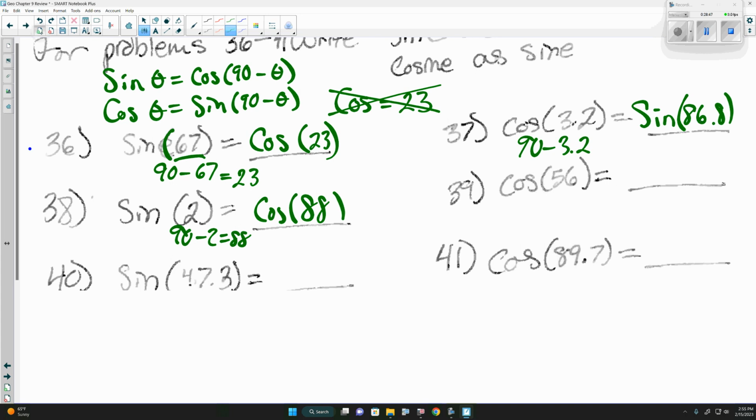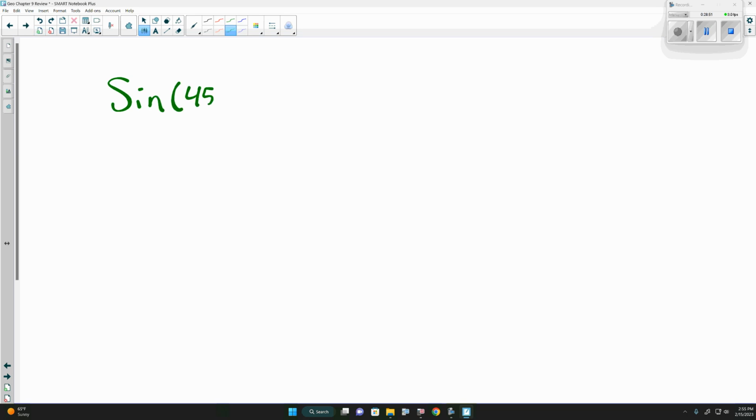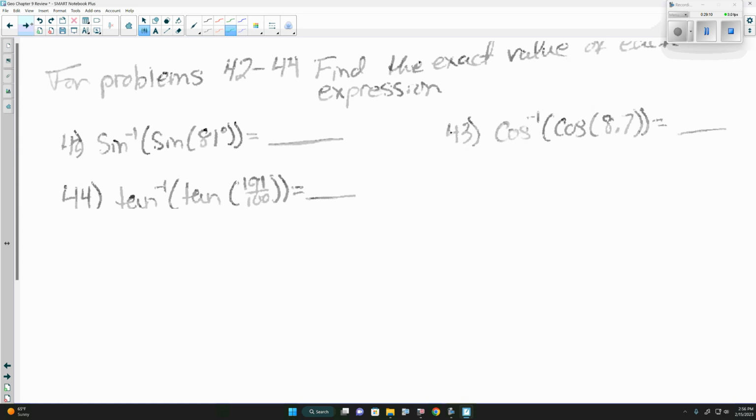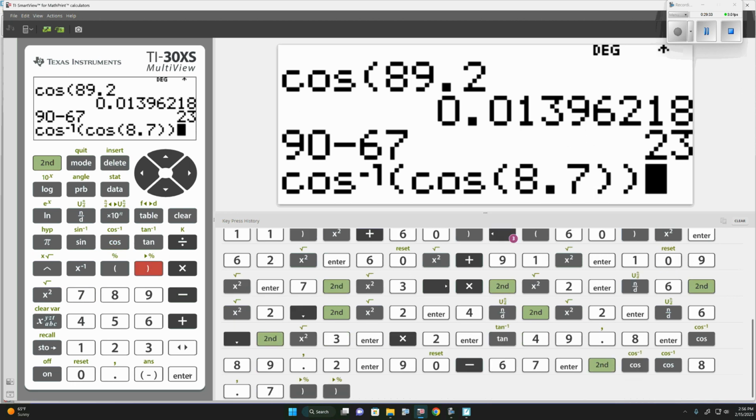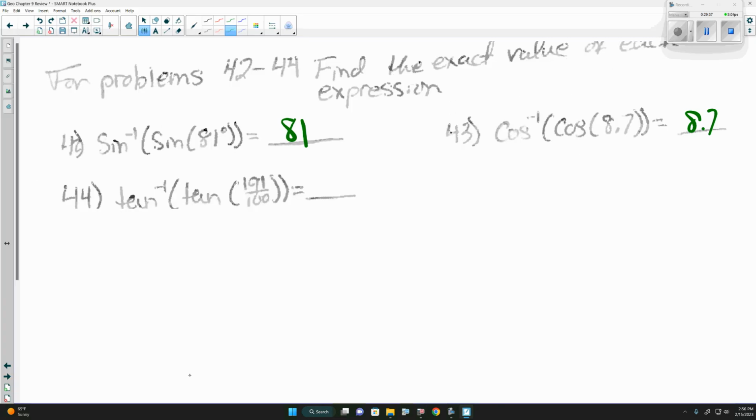Incidentally, what would sine of 45 be as cosine? Because again, opposite over adjacent, they actually give us the same value. What's sine inverse of sine of 81? Because again, sine inverse and sine cancel each other out. And for all the ones we will work with, they will. Cosine inverse of cosine of 8.7 is, and again, if you're not sure, we can do cosine inverse of cosine of 8.7 and get, yep, 8.7.